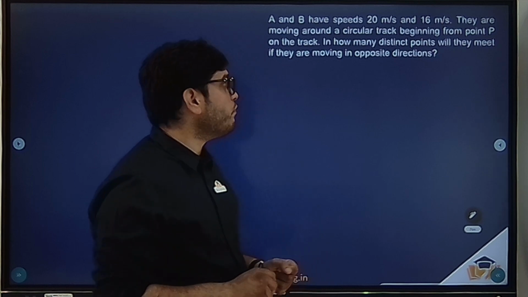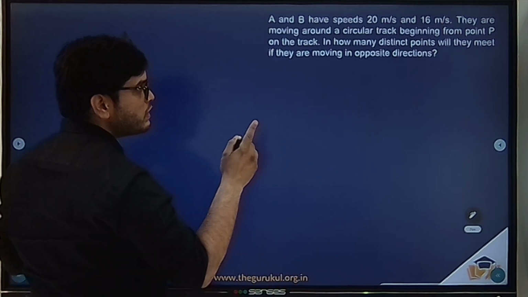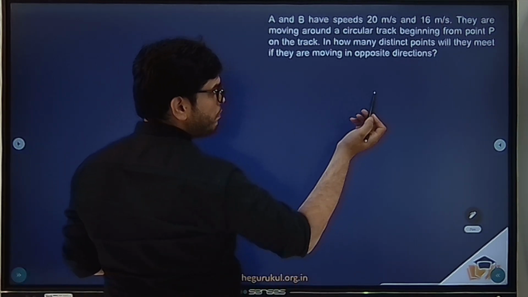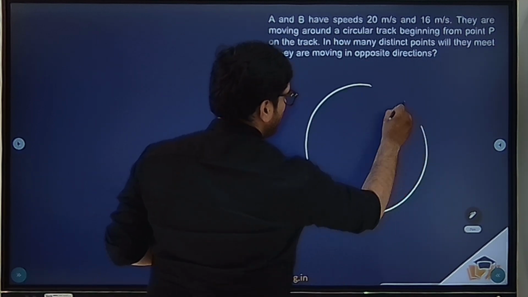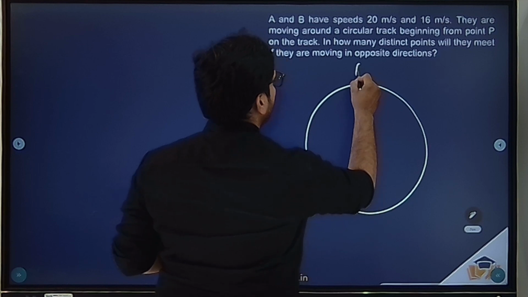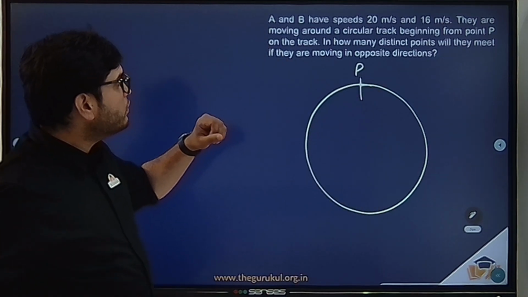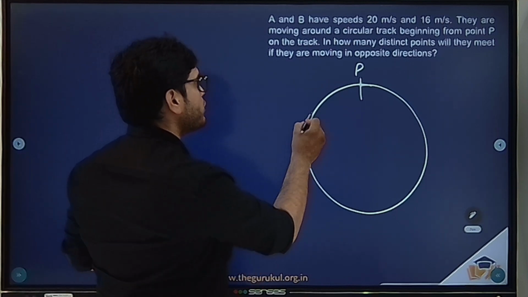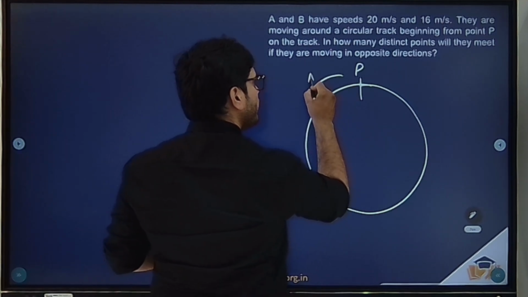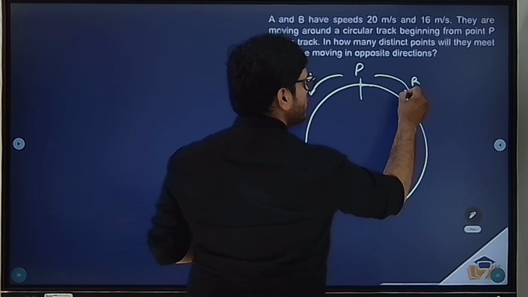Now coming to the last question of the day. A and B have speeds 20 meters per second and 16 meters per second. They are moving around a circular track, beginning from point P. And in how many distinct points will they meet if they are moving in opposite direction? So you have A moving in this direction and B moving in this direction.